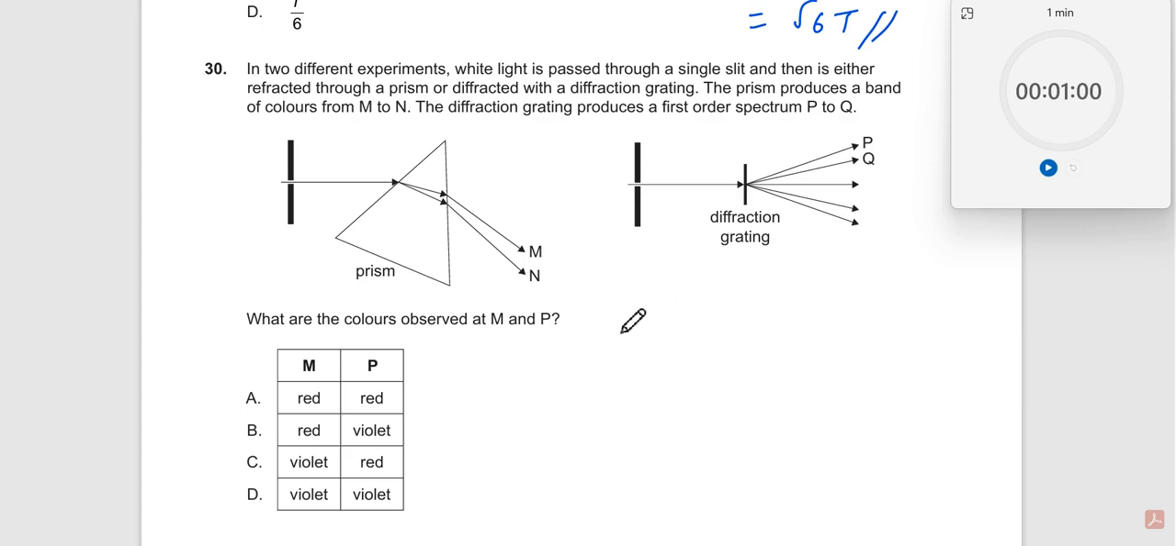Okay, so now let us begin with the 30th question. Right, let me put on the timer.